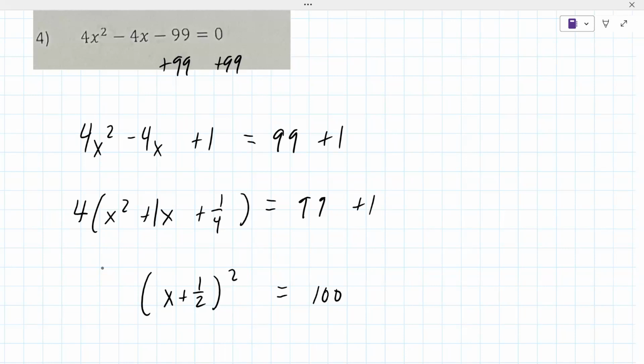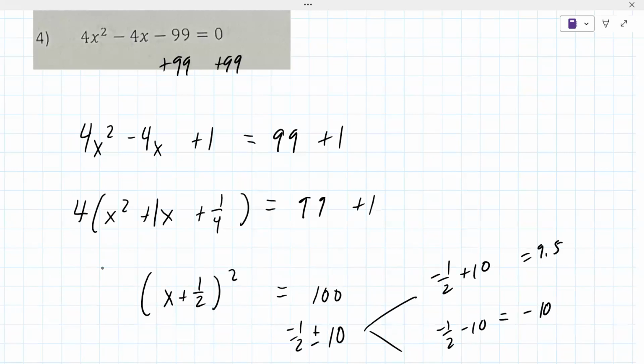You want to try solving it from here? Sure. Is it just 9.5? There's two answers, because it's negative 1/2 plus or minus 10, right? So this was the first one that worked out. It's negative 1/2 plus 10, which is 9.5, and negative 1/2 minus 10, which is minus 10.5.